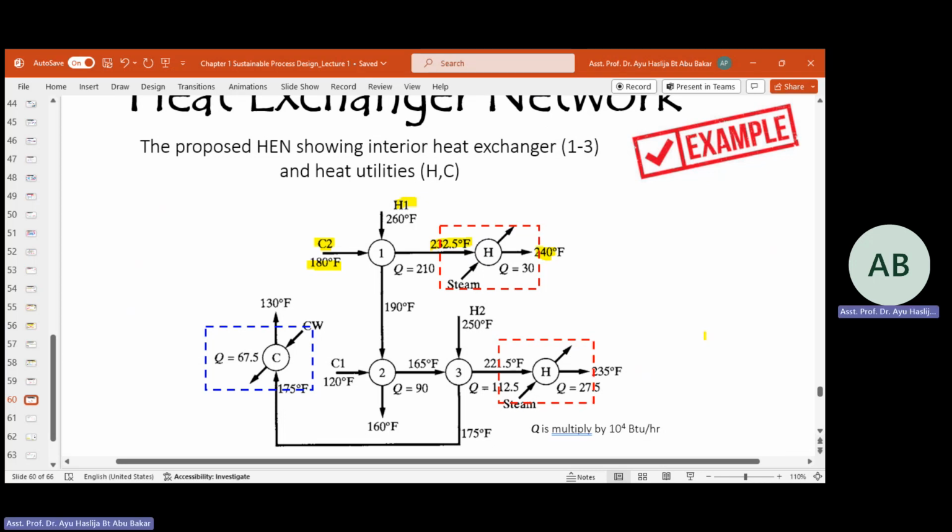Okay, this is also an example: the proposed heat exchanger network showing interior heat exchangers 1 and 3 and heat utilities. Heat exchangers 1, 2, and 3, and how they combine the streams to supply heat to each other. So here it needs two, sorry, here are the heat exchangers for heating and cooling: 2 for heating, 1 for cooling.